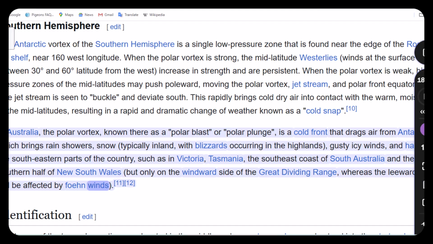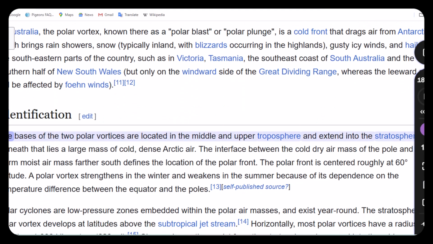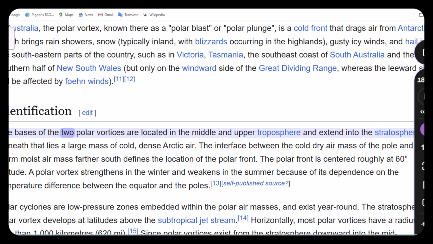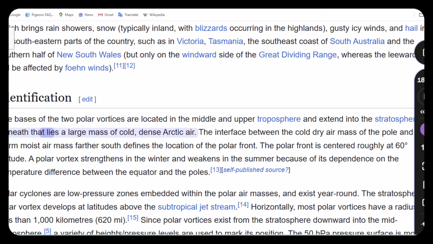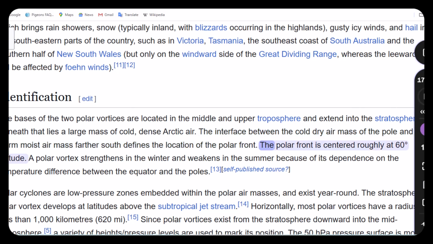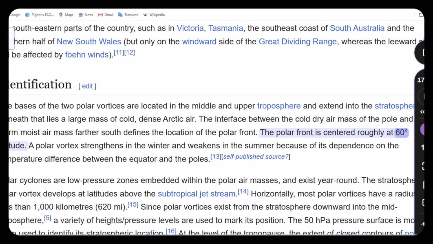Identification. The bases of the two polar vortices are located in the middle and upper troposphere and extend into the stratosphere. Beneath that lies a large mass of cold, dense Arctic air. The interface between the cold, dry air mass of the pole and the warm, moist air mass farther south defines the location of the polar front. The polar front is centered roughly at 60-degree latitude.